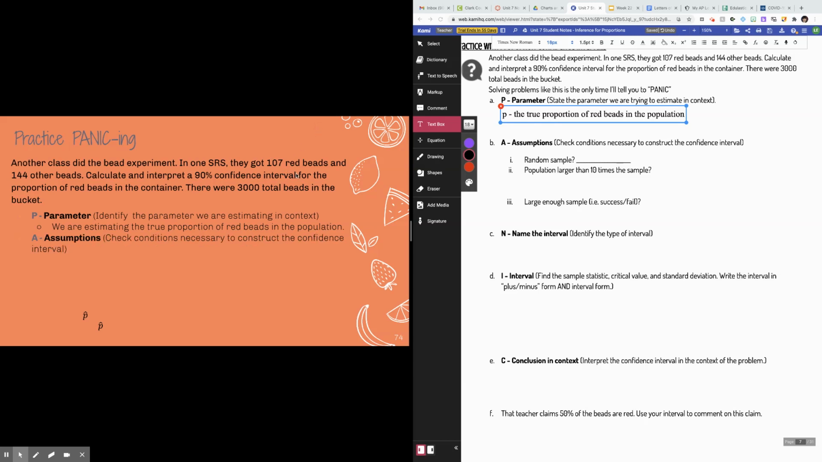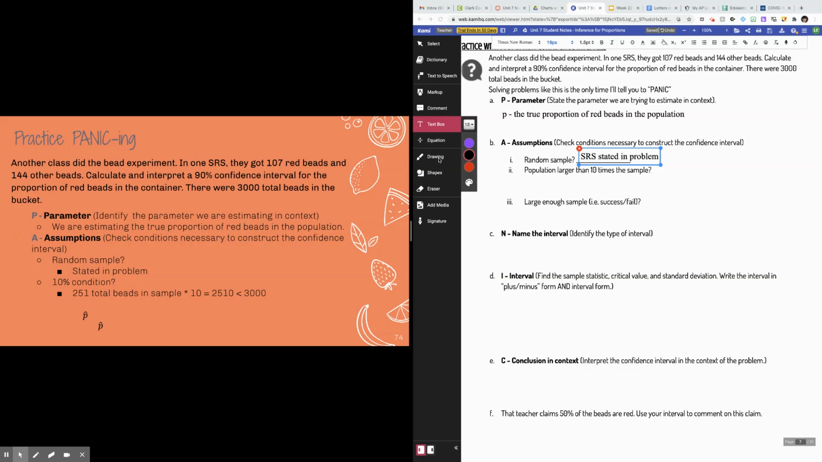Step 2 is assumptions. So we have to check our 3 conditions. So my first is this a random sample? Yes, it is. Okay, so all you have to say here is simple random sample stated in problem. Okay. Condition number 2 is a 10% condition. So is the population larger than 10 times the sample?